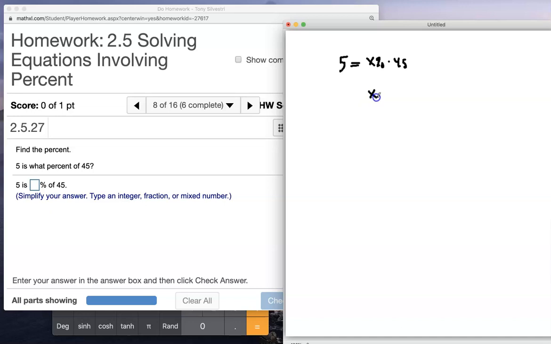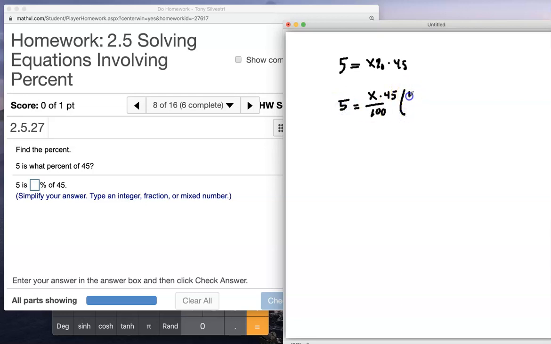Okay, so write that x over 100. Let's put the 45 a little bit closer to the x to show that that's really a fraction there. Equals 5. What we're going to do is multiply both sides by the reciprocal of that fraction. And then we're home free. So we take 5 times 100, which is 500, divided by 45, is equal to x.